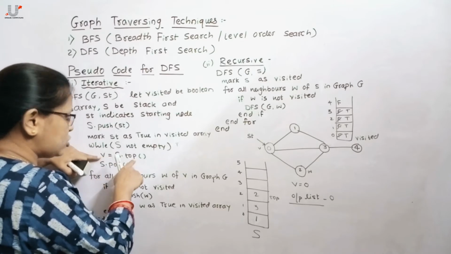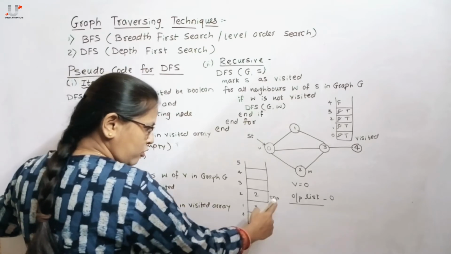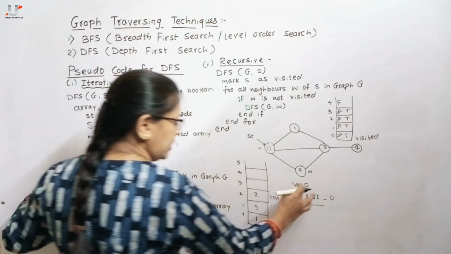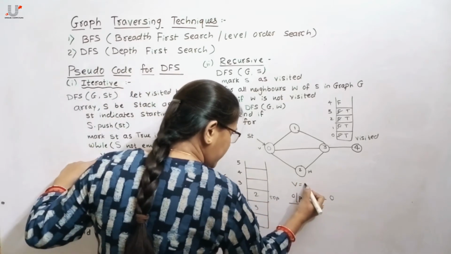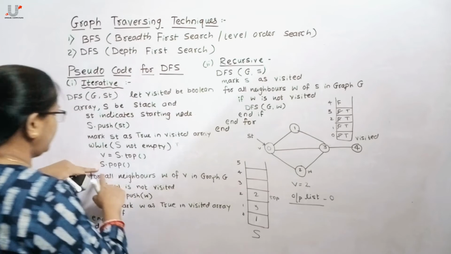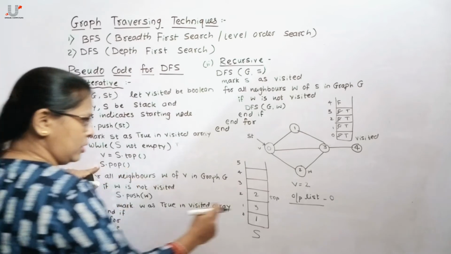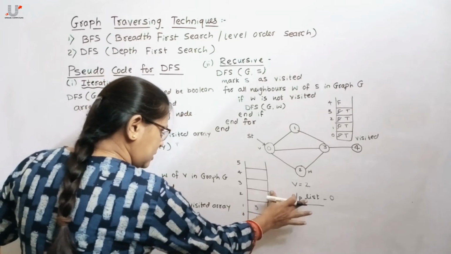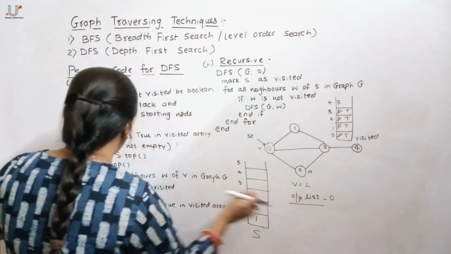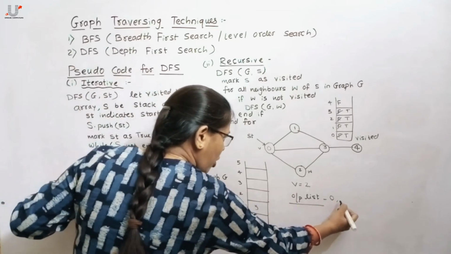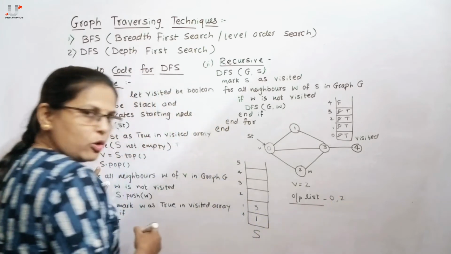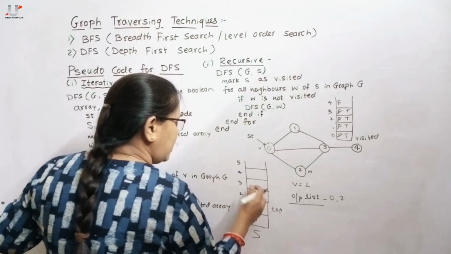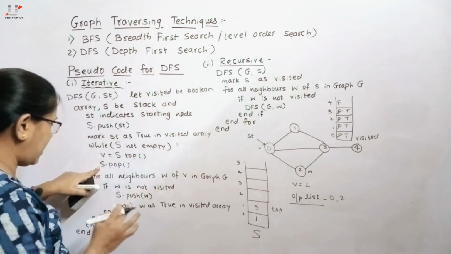v is equal to s of top. The value from s of top is now 2. The same 2 gets assigned to v. So the value of v is now 2. Then s dot pop. Pop that topmost element. That means 2 gets popped, and when it gets popped, immediately it will be displayed in the output list, and then top will automatically get decreased by 1.